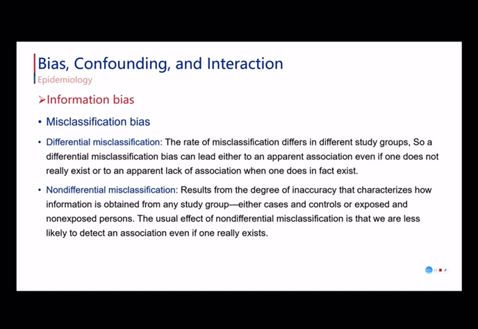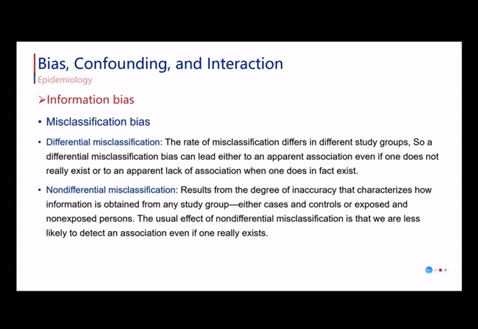Misclassification may occur in two forms: differential and non-differential. In differential misclassification, the rate of misclassification differs in different study groups. For example, misclassification of exposure may occur such that unexposed cases are misclassified as being exposed more often than unexposed controls are misclassified as being exposed. This was seen in the hypothetical example of recall bias presented in the discussion of case control studies.